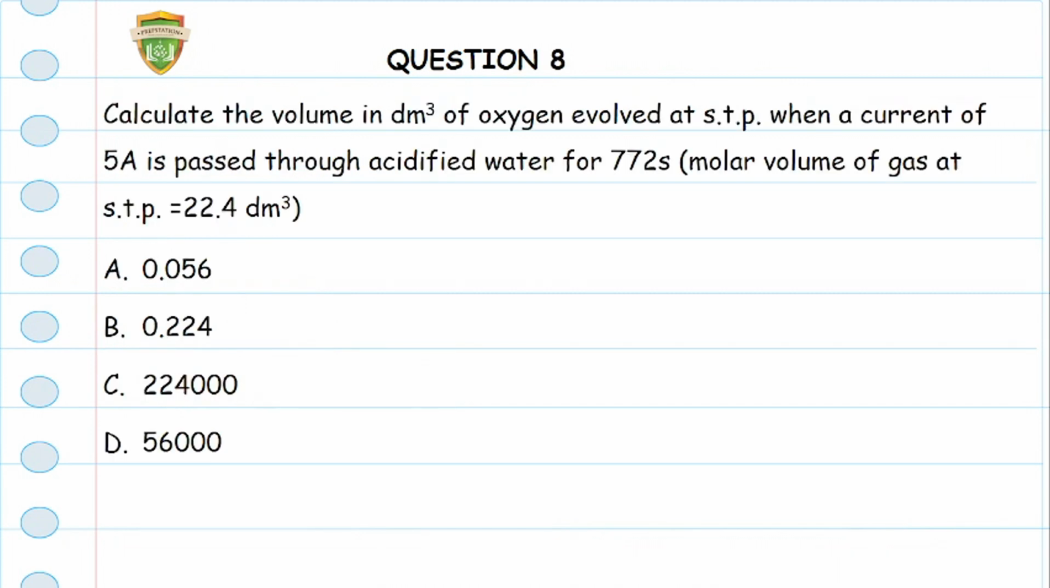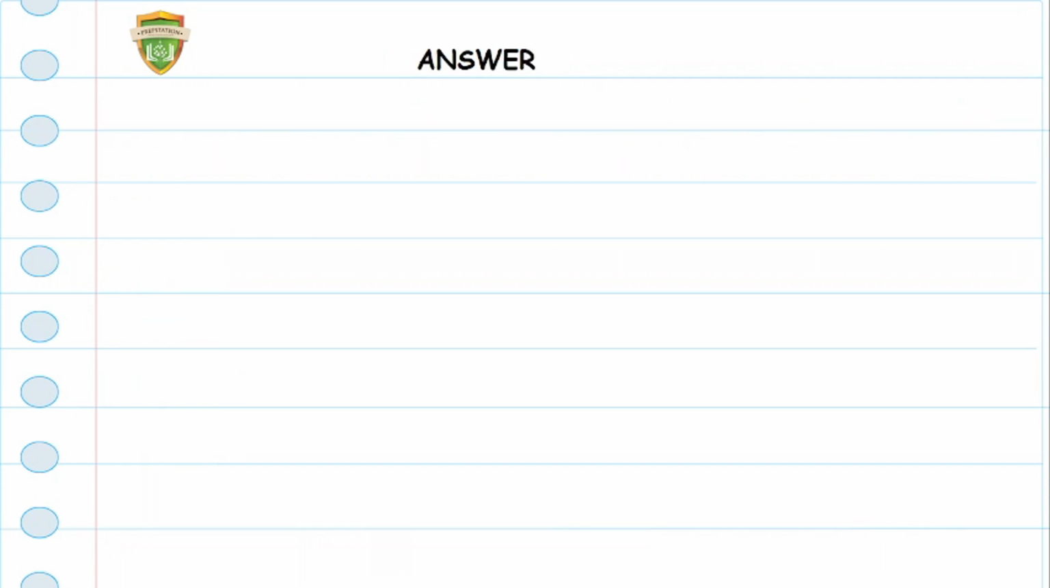Question 8. Calculate the volume in dm cube of oxygen evolved at STP. STP means standard temperature and pressure. When a current of 5 amperes is passed through acidified water for 772 seconds, take the molar volume of gas at STP to be 22.4 dm cube. So now, this is the formula for acidified water. This is two water molecules plus oxygen plus these four electrons that will give you these four hydroxide ions.